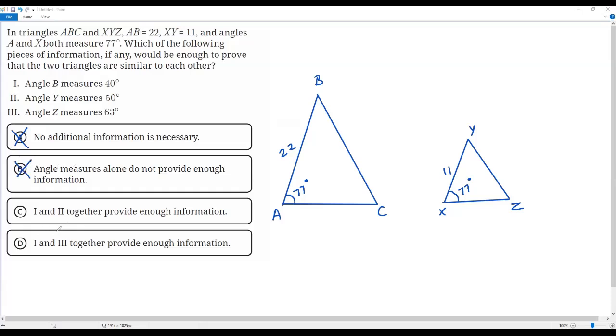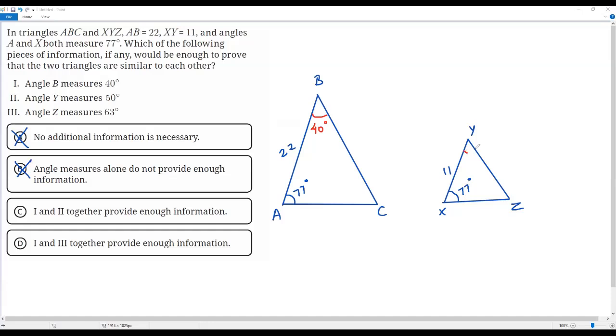So now we have to check whether option C or option D is correct. According to option C, we use the first piece of information and the second piece of information together. Okay, now to check option C, let's use them. The first piece of information says angle B measures 40 degrees, that is, in the first triangle, angle B is 40 degrees. And the second piece of information says angle Y measures 50 degrees.